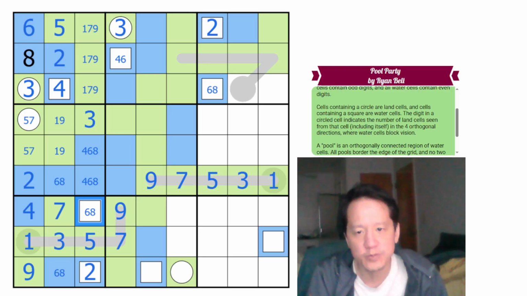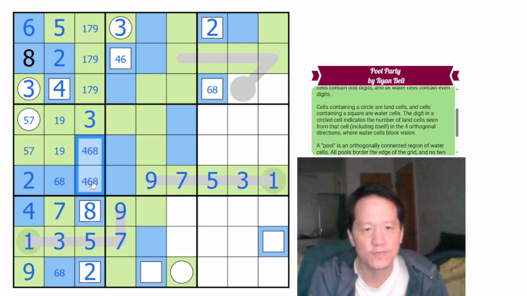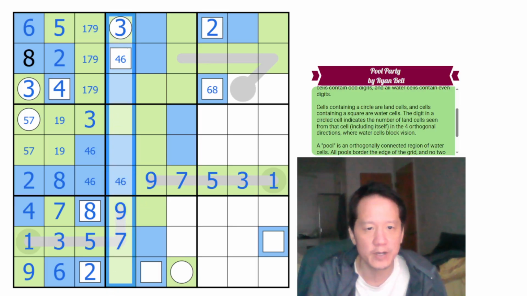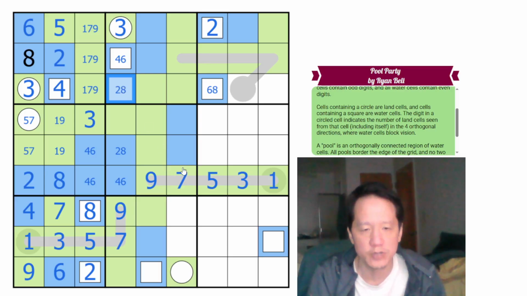This is 8 because of the size of the water pool, which means this can't be 8, so this must be 8. This has to be 6. These can't be 8. This is 4, 6. We have a 4, 6, 4, 6 pair in column 4, which eliminates 4 and 6 in the rest of the even cells. So this must be 2 and 8. This must be 2 or 8.